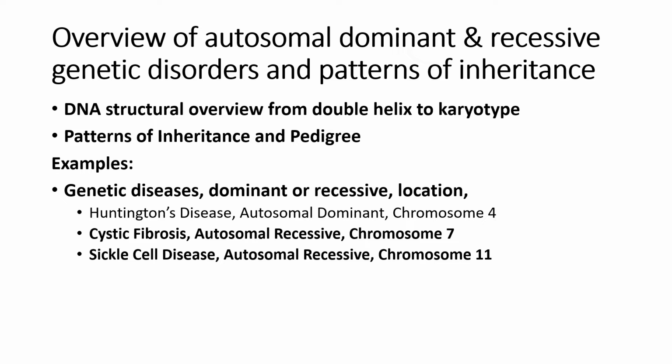Next, I'll focus on the patterns of inheritance and the pedigrees, which are ways to track genetic diseases through families. The examples I will cover will be genetic diseases that will be dominant for the Huntington's disease, and I'll focus more on the recessive diseases, cystic fibrosis, and sickle cell disease, and I'm also going to cover their location inside the genome.